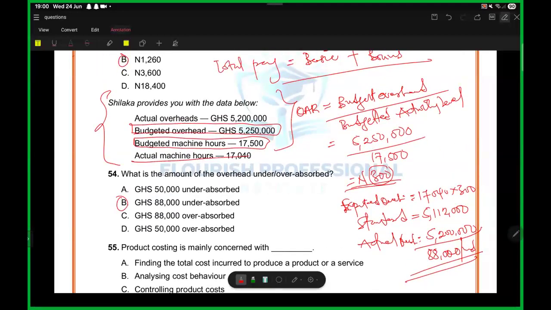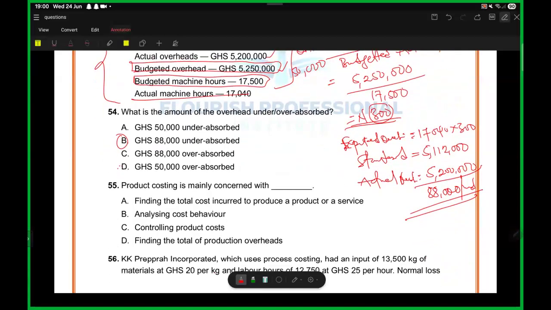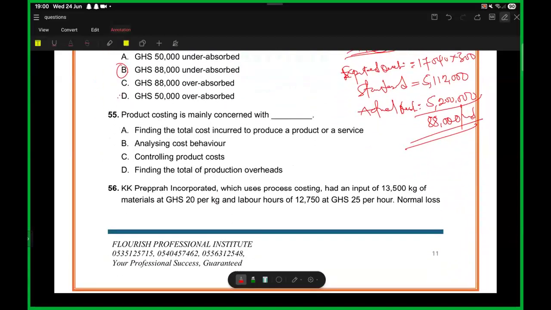Take note, someone may go and do this, and it is wrong: they take the actual overhead and the budgeted overhead, subtract the difference, get 50,000, and tell us that since this one is more, it is 50,000 over absorbed, which is option D. It will be wrong. Do you see the steps? The answer will not be D, but B, 88,000 under absorbed. Can I move on to the next one? Yes, please.